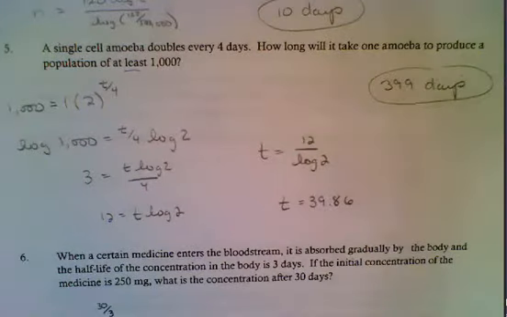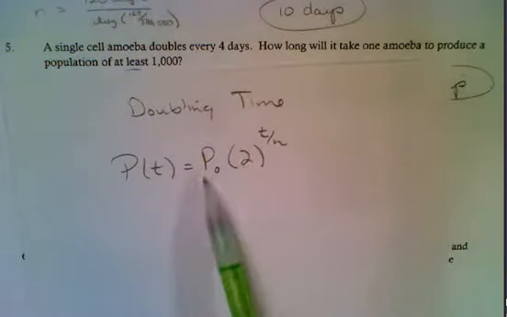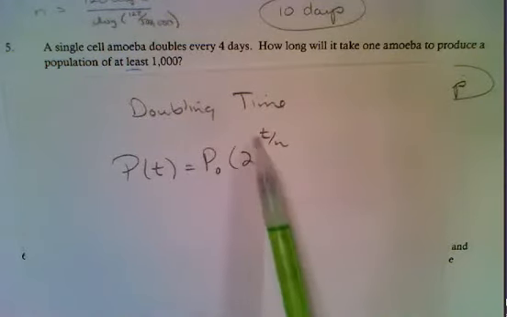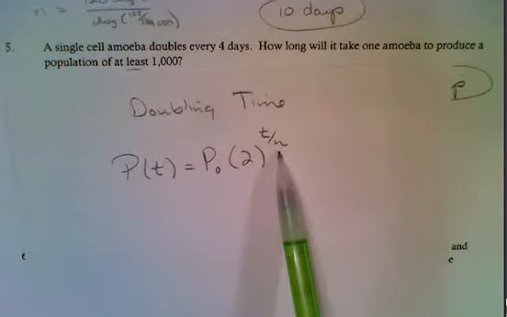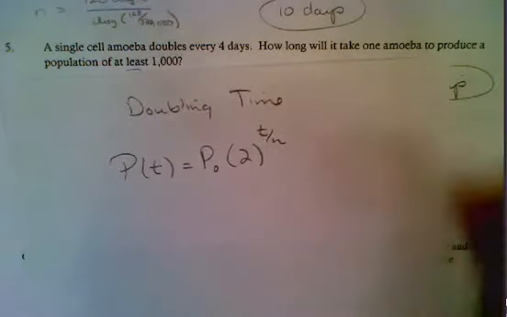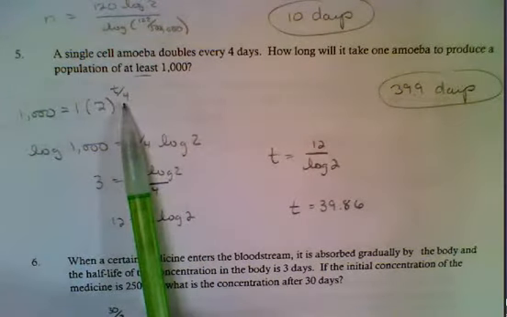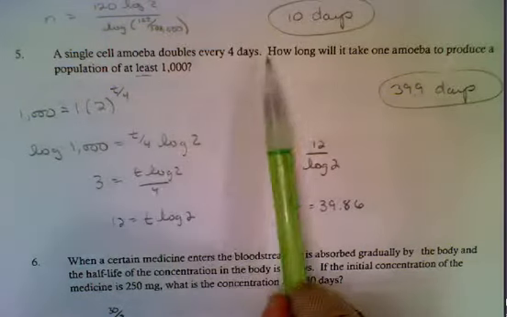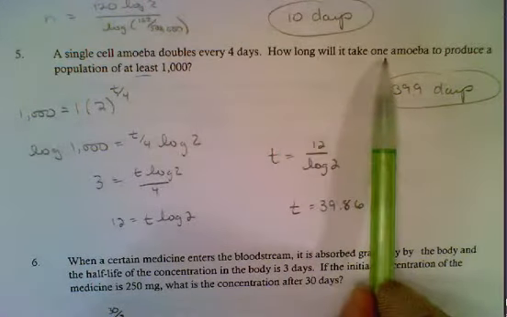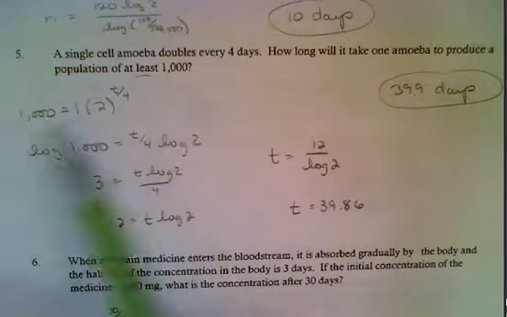All right. Now when they talk about doubling, it's the same formula, except now your base is 2. Initial population, T is your time, N is your doubling time. So it's the same formula, except that's a 2 instead of a base of 1/2. So with this one, what's it say? It doubles every 4 days. So that's your doubling time. Every 4 days it's doubling. How long will it take 1, so that's your initial amount, to produce a population of at least 1,000?